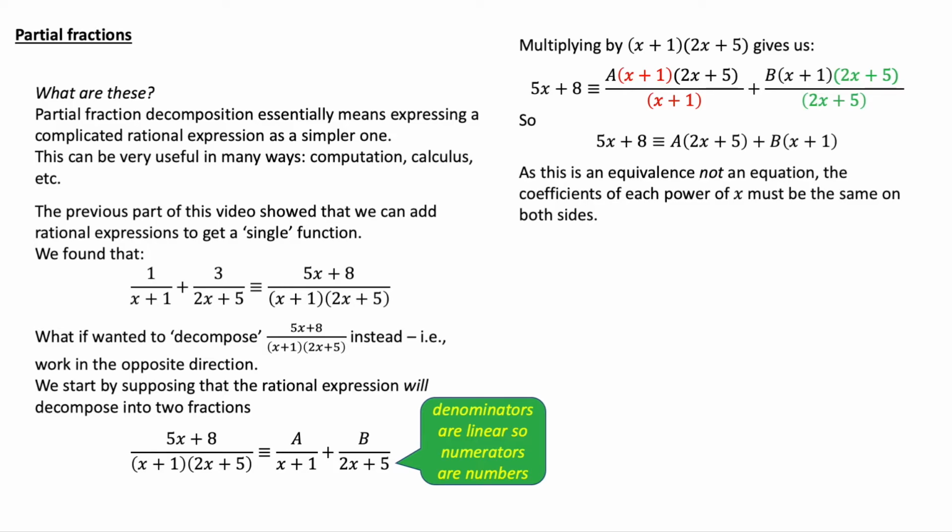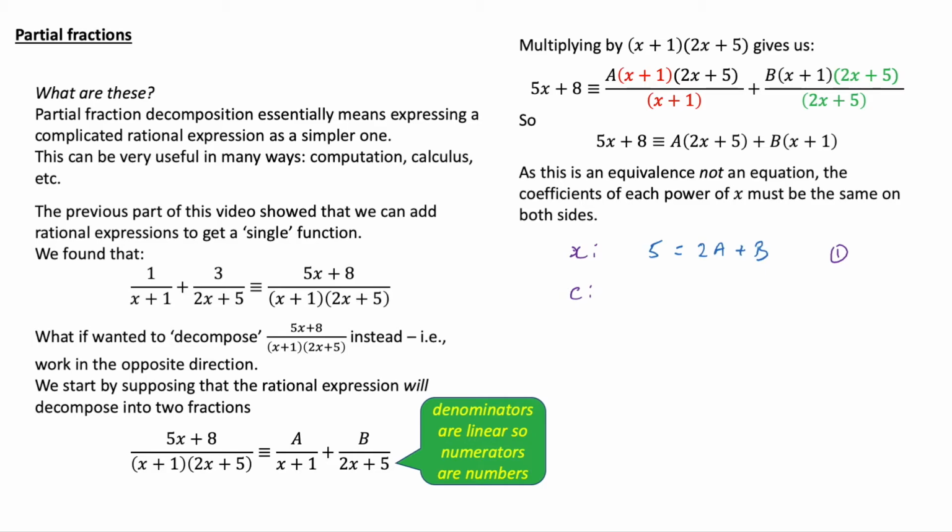on both sides. So if we look at the coefficients for x, then on the left hand side we've got 5. On the right hand side we're going to have 2ax from the first bracket and bx from the second, so altogether we have 2a plus b lots of x. And that's our first equation. We've got two unknowns, a and b, so we need two equations.